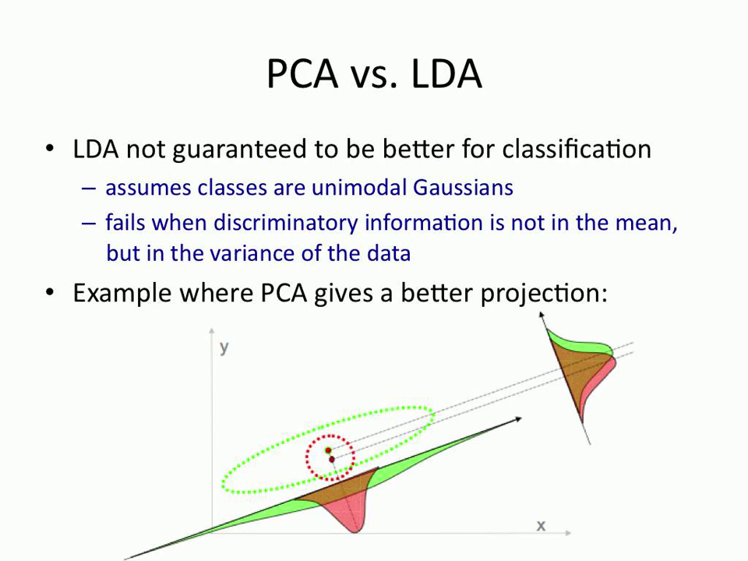So in this case, if you had a powerful classifier, a PCA projection would actually be better than an LDA projection. All I'm trying to say is LDA is not foolproof. You're not guaranteed to get higher classification accuracy if you run LDA, just like with PCA. Sometimes it'll help, sometimes it won't help. You have to experiment and see.